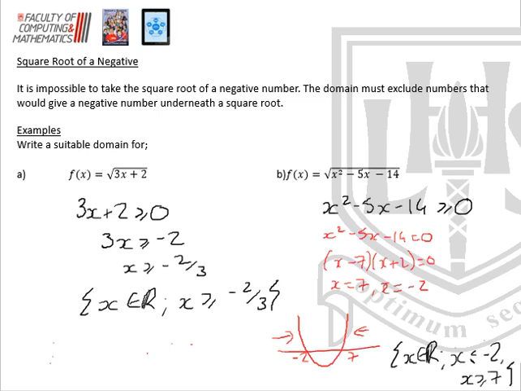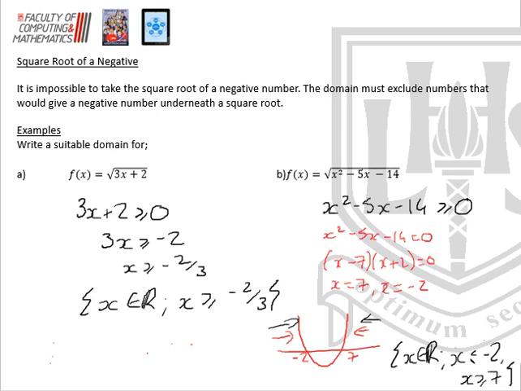x has to be less than or equal to negative 2 or greater than or equal to 7, so in this part and in this part of the graph. But the two key things when you want to make a statement of the domain: you're looking for two things. You want not to divide by 0, and you want the expression underneath the square root to be greater than or equal to 0.